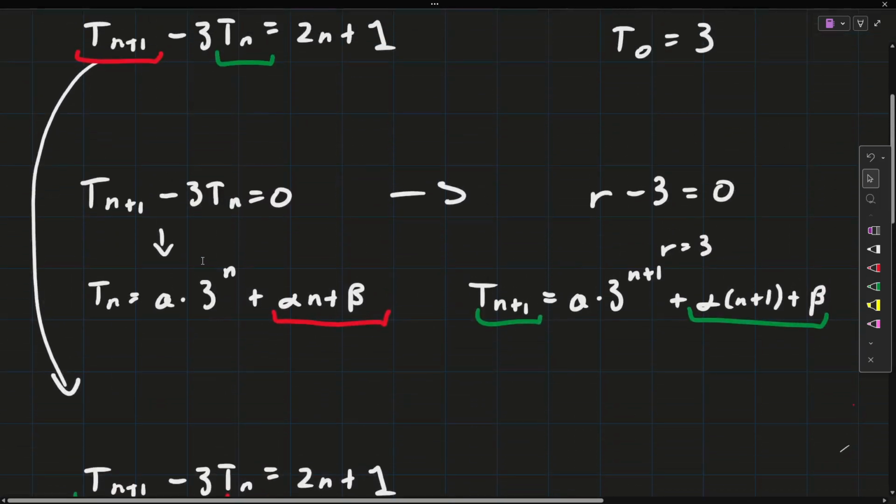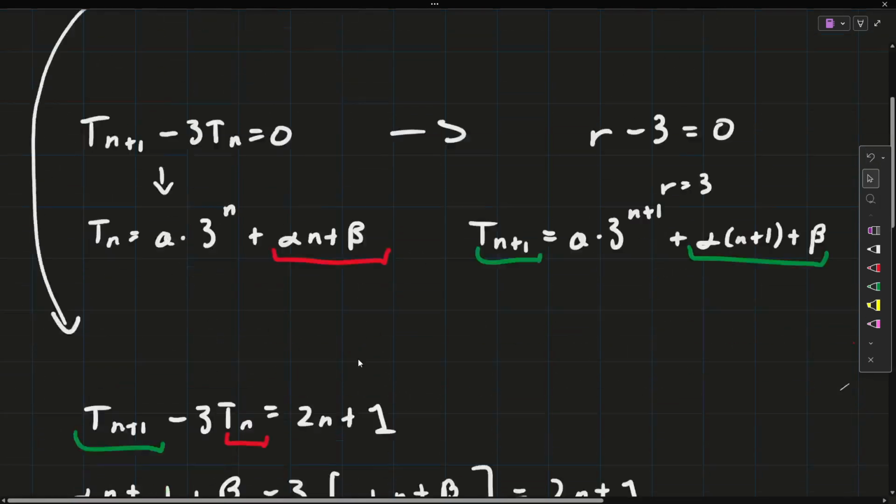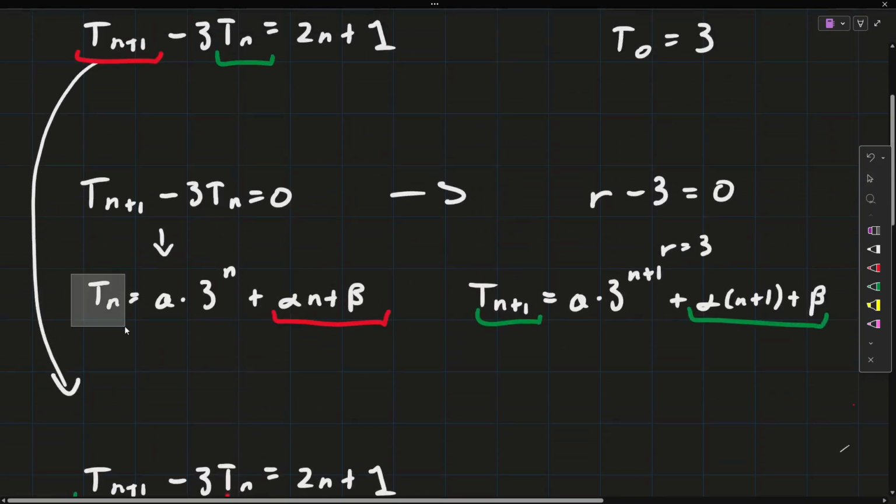Now you might think, oh, could I have solved for a before we did this part? And the answer is no. You have to solve for a at the very end, because if you solve for a before you do the alpha n plus beta part, you're going to get a different answer for a here. And then when you add in this part, it's not going to line up anymore. So basically, when we're adding in this part, it's going to change the value of Tn.